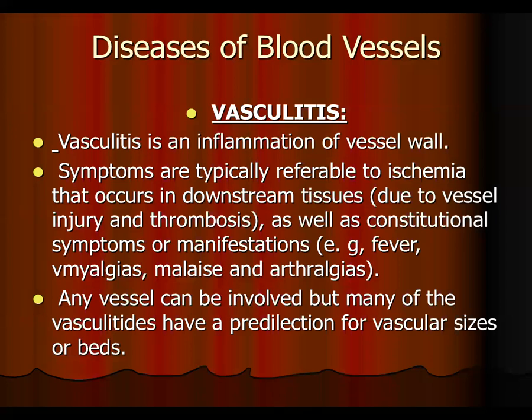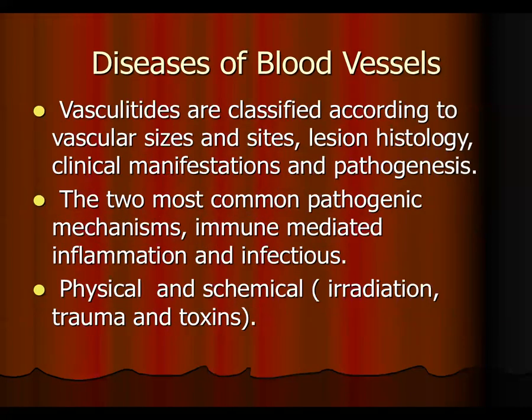Most importantly, two patterns can occur. Number one, the inflammatory or infectious type. Another one, the immune-mediated or non-infectious type. Any vessel can be involved, but depending upon the size of the vessel, there are different implications and different courses of the disease. So now, vasculitis.